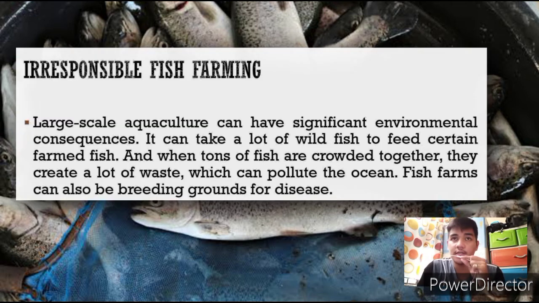Large-scale aquaculture can have significant environmental consequences. It can take a lot of wild fish to feed certain farm fish, and when tons of fish are crowded together, they create a lot of waste, which can pollute the ocean. Fish farms can also be breeding grounds for disease. As more people inhabit the earth, there is more demand for food, and one response is to grow as many fish as quickly as possible.